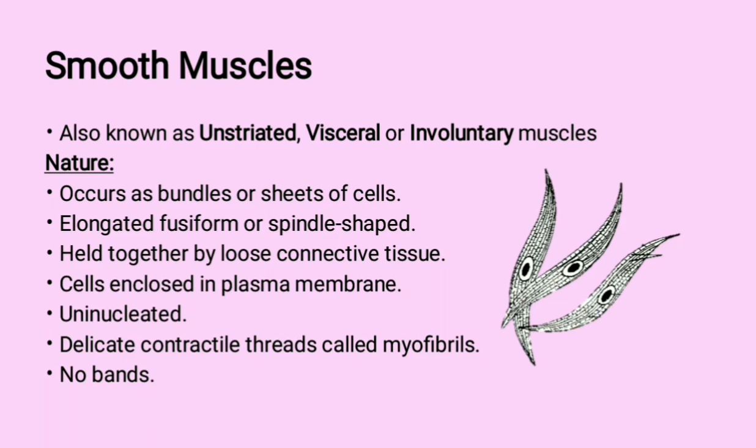But in the case of smooth muscles, they do not have to perform that kind of functions. So they need only one nucleus. So these are uninucleated. They are delicate contractile threads called myofibrils. They run longitudinally throughout the cell. So here you can see in the picture also these long striations, long fiber-like structures you can see in these cells. These fiber-like structures are called myofibrils. These fibrils do not bear any bands, strips or striations across the muscle. Hence they are called smooth muscles or unstriated muscles, because no such striations or bands you can see.